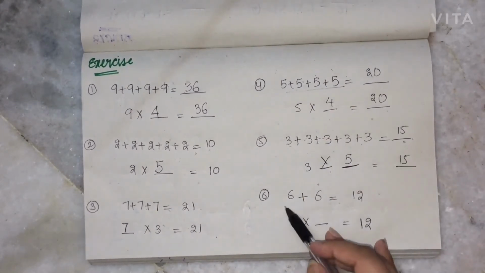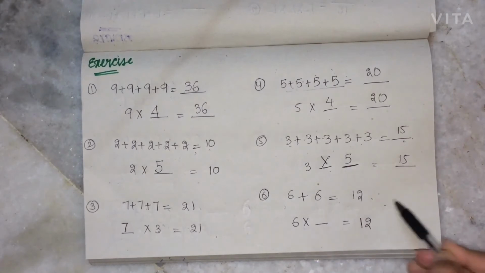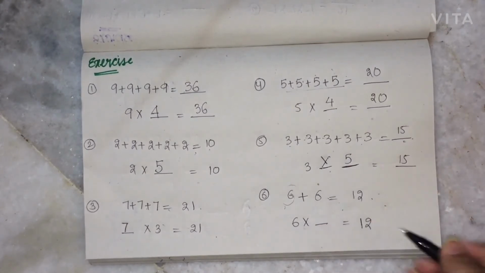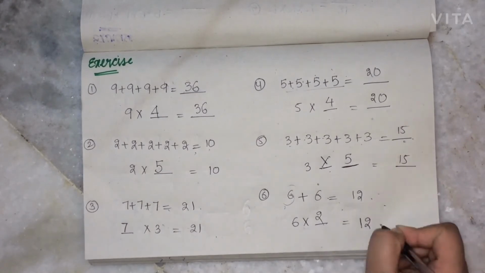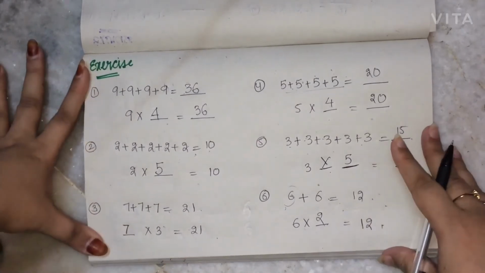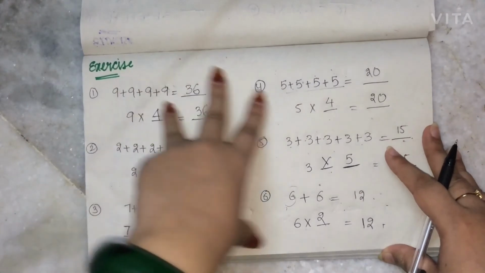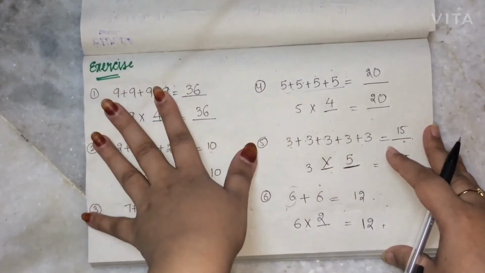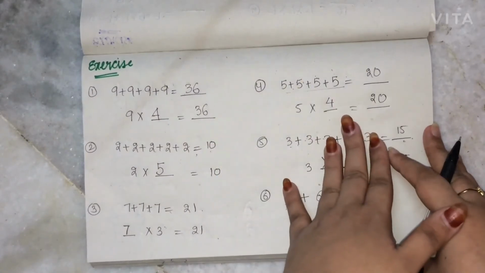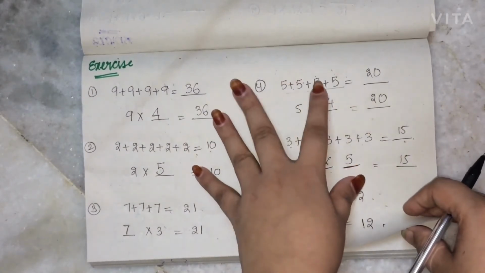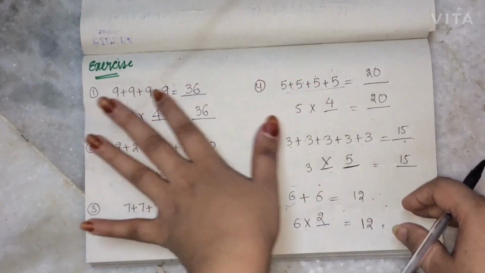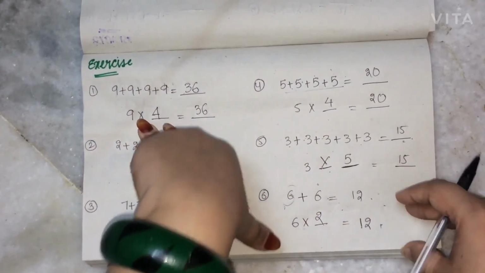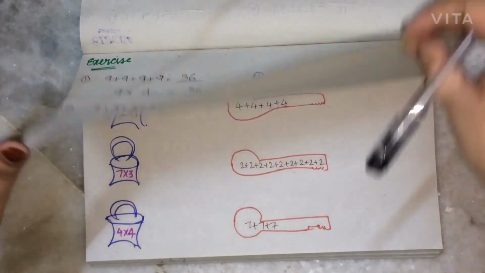Okay, 6 plus 6 is equal to 12. You are adding number 6 for 2 times. Alright, so here 2. This way you can do multiplication and understand what is multiplication. It is nothing but adding the same number again and again. So instead of writing these many numbers, you are writing just 2 numbers with a sign called the multiplication sign. Okay, so let's move further.